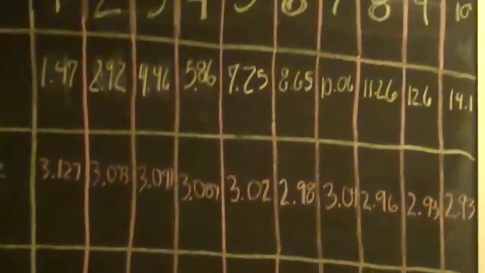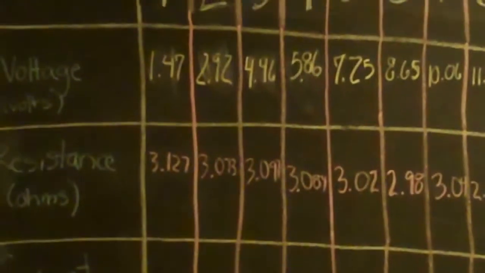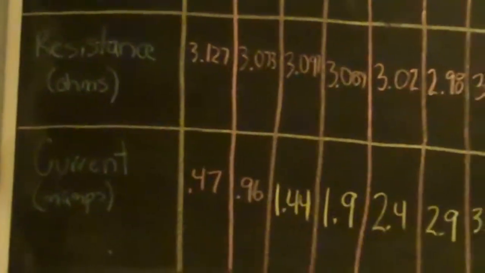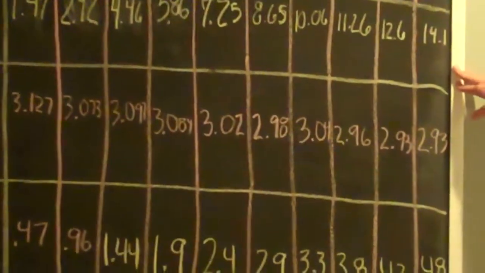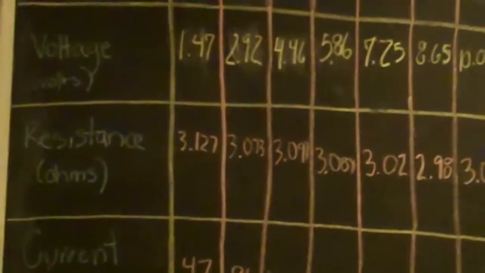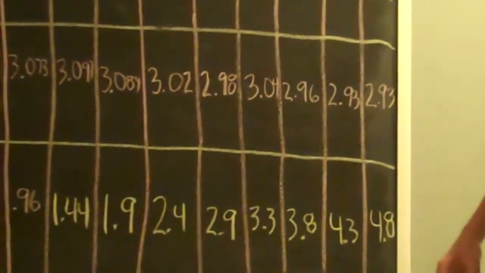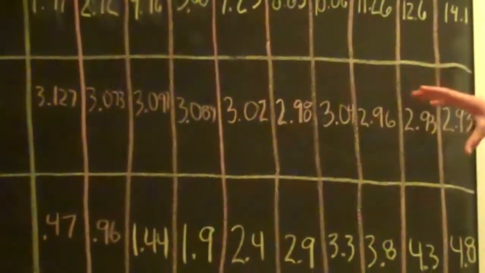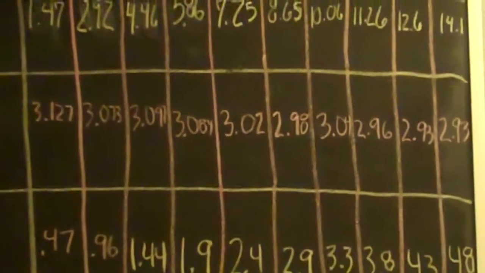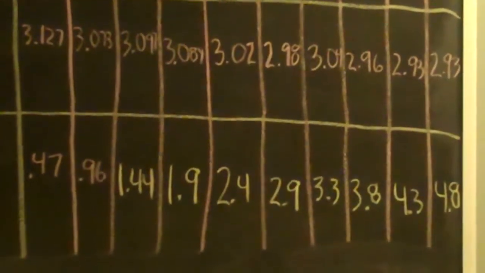Our current was our dependent variable. The current depends on the resistance and the voltage, so it was dependent on both of them. Also, the resistance went down percentage-wise because as more voltage went through, more current was allowed to go through the resistance. And this is our chart for the numbers that we got.